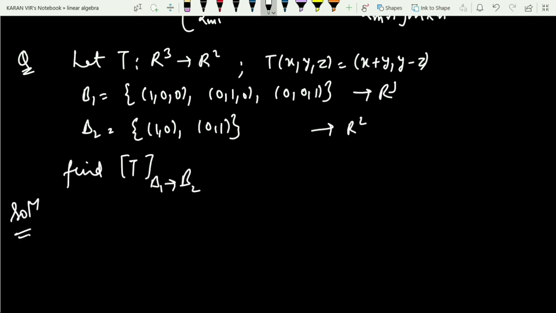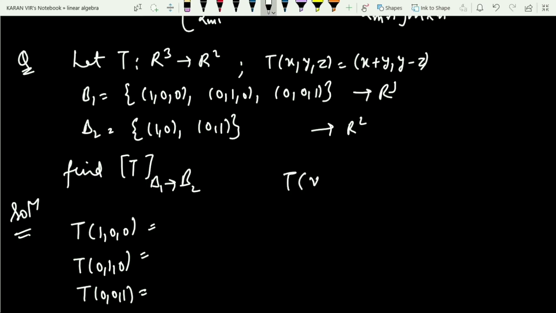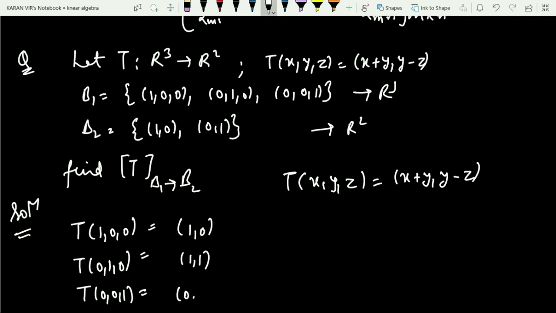So our first work will be to calculate T of 1 0 0, then T of 0 1 0, and again T of 0 0 1. Easily you can see, just apply the definition. What is T of x y z? This is nothing but x plus y comma y minus z. So if it is 1 0 0, this will come out to be 1 0, correct. Next, T of 0 1 0 will be 1 comma 1, and if you calculate T of 0 0 1, just substitute z equals 1 and the rest 0, so this will be 0 comma minus 1.